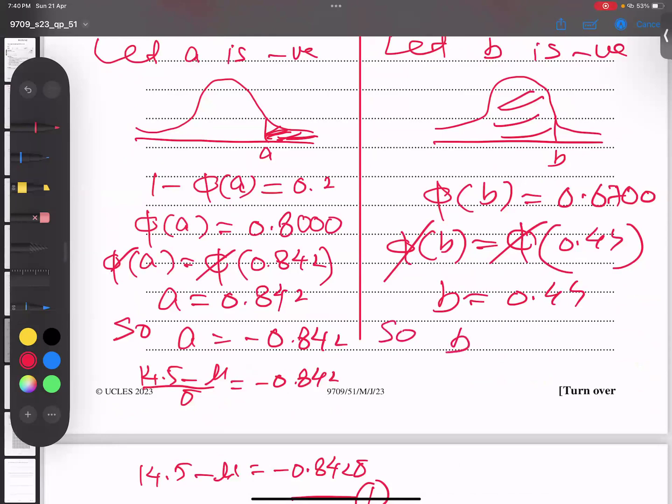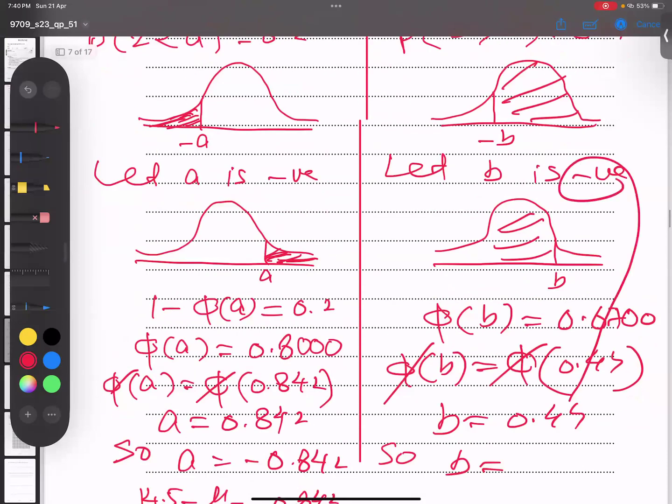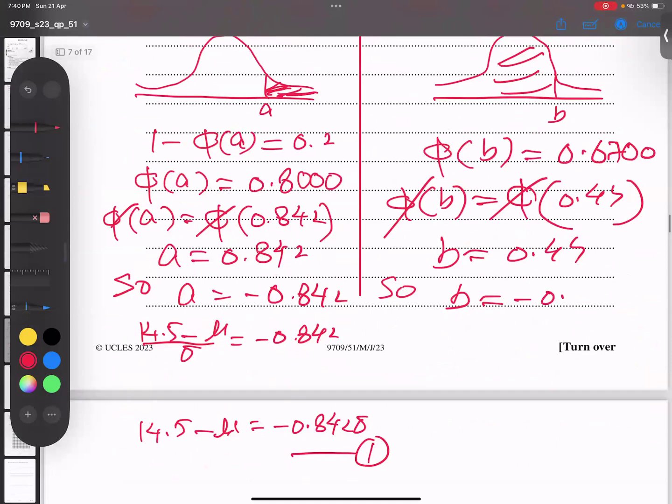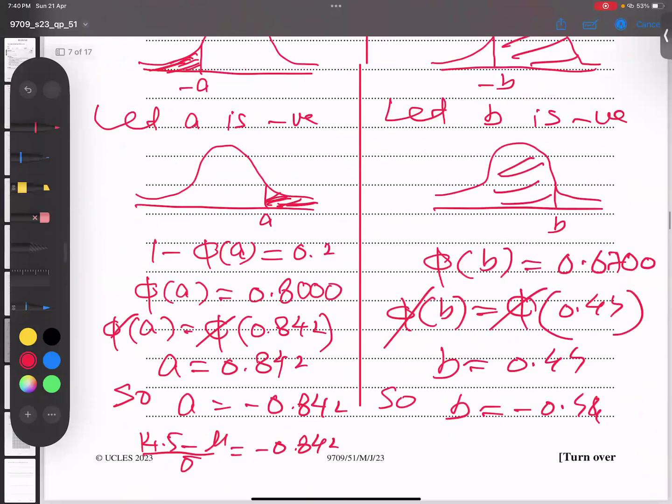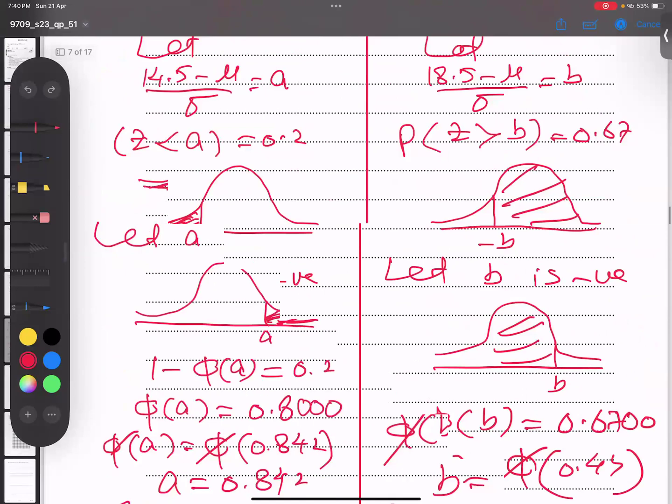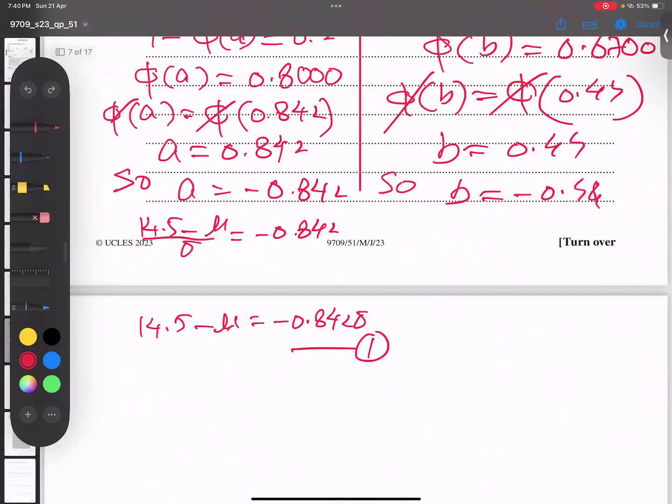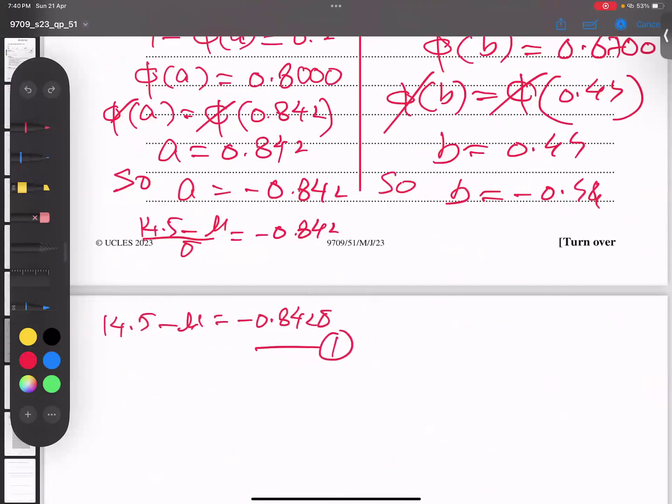As B is negative, I assumed it on the top. That is why I must plug in negative with that. And then I plug in the B value here. So 18.5. Okay, so 18.5 minus mu over deviation equals negative 0.44.